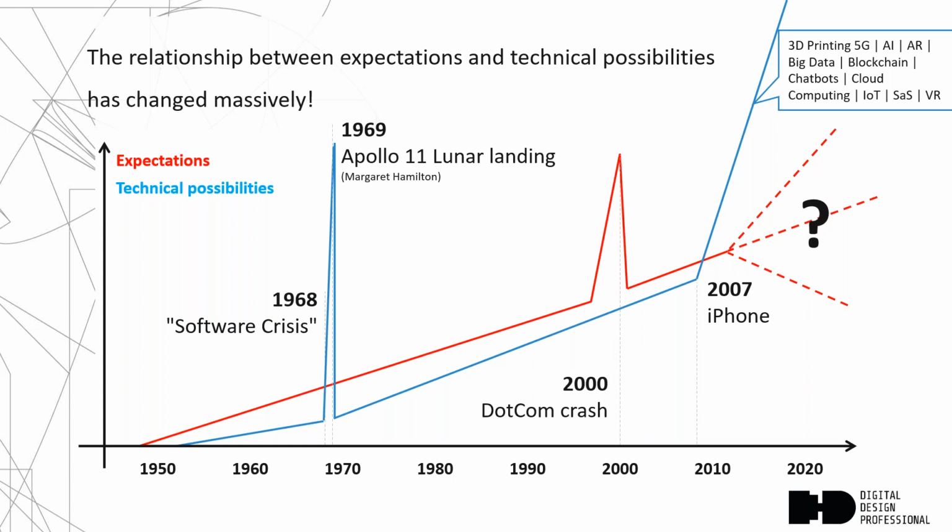And here suddenly we see a lot going on in the technology area. Today we have 5G, artificial intelligence, big data, blockchain, IoT, whatever. This means the technology itself is really increasing. So the capabilities are massively increasing, and the expectations are a bit behind today.